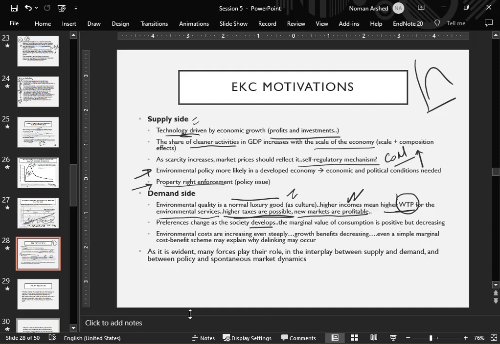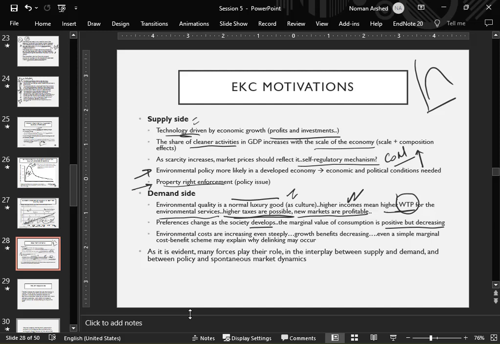Marginal value of consumption is positive but decreasing. Means that we already know that when people become richer, the proportion of consumption will fall and the proportion of saving will increase. So gradually the consumption will not increase as fast as the income. We know it from the Keynesian consumption function.